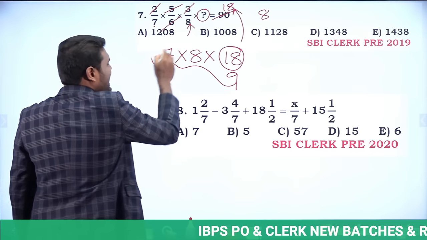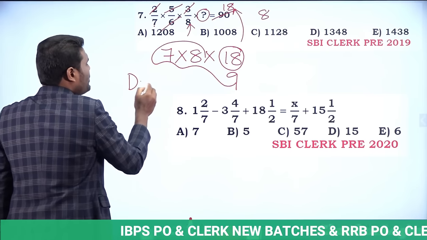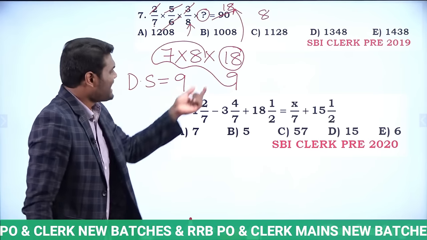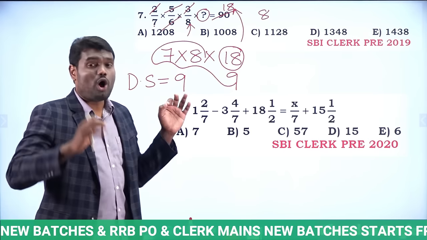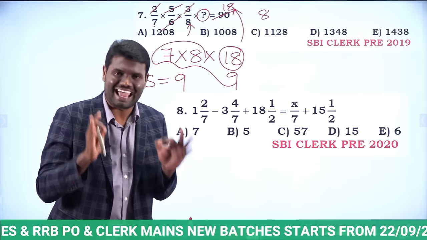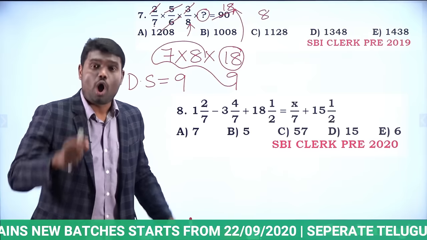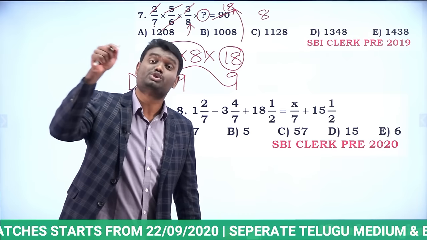9 multiplied with any number, the digital sum will always be 9. Yes, if you want you can check it. Now that is the reason: as the question's digital sum is 9, the option's digital sum also should be 9.